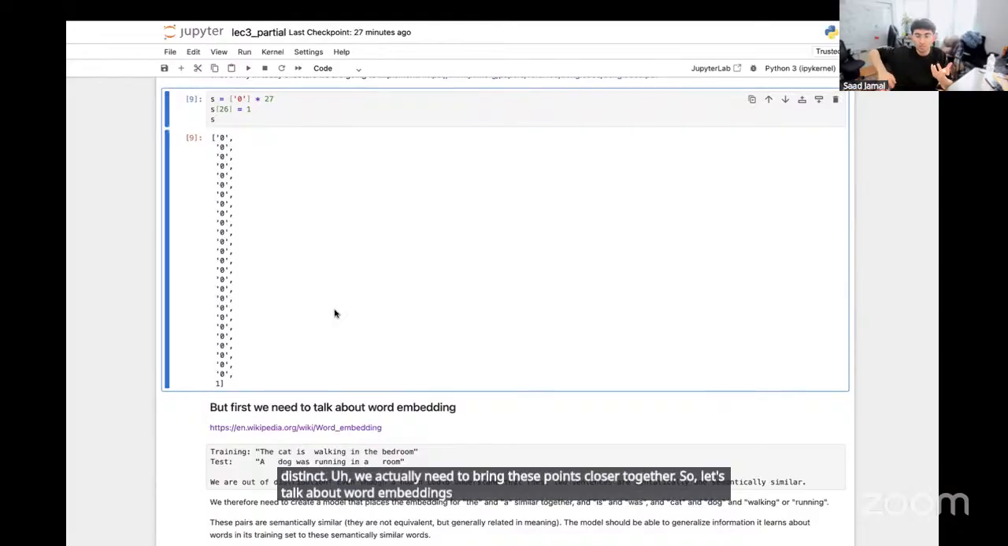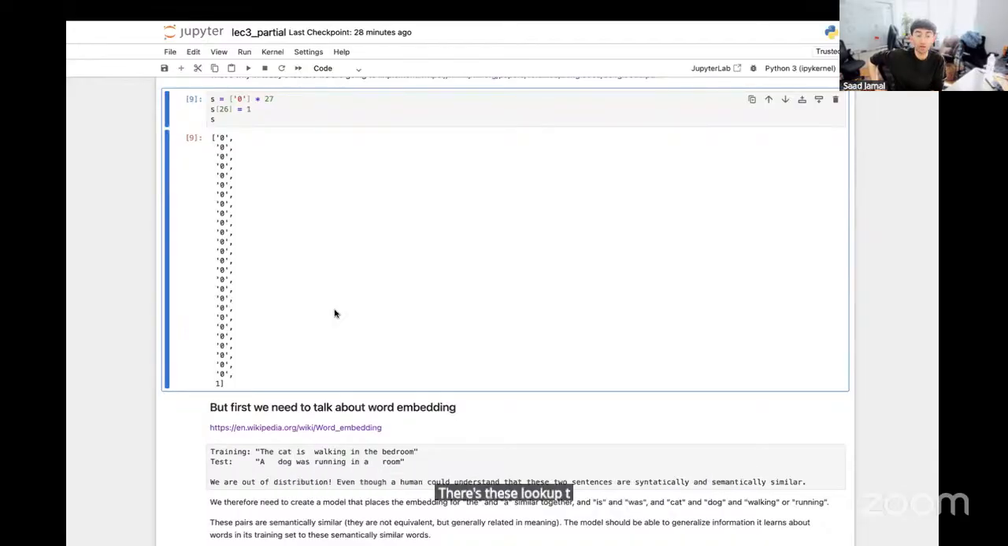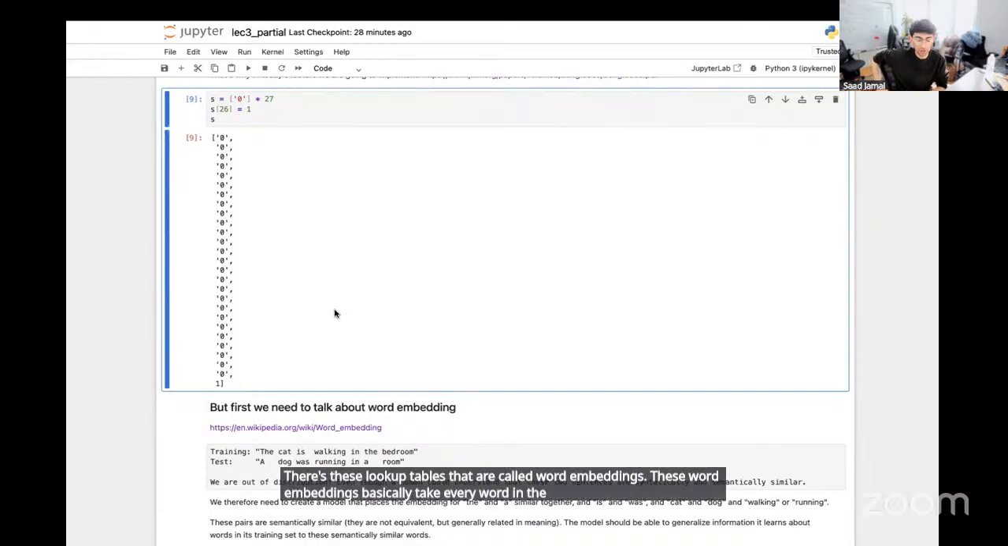When you use ChatGPT or when you use Claude, the first thing that happens, and this is still the case today, is it takes the words that you have and it does a lookup. There are these lookup tables that are called word embeddings. These word embeddings basically take every word in the English language and they do word2vec. They take in a word and they return a vector.